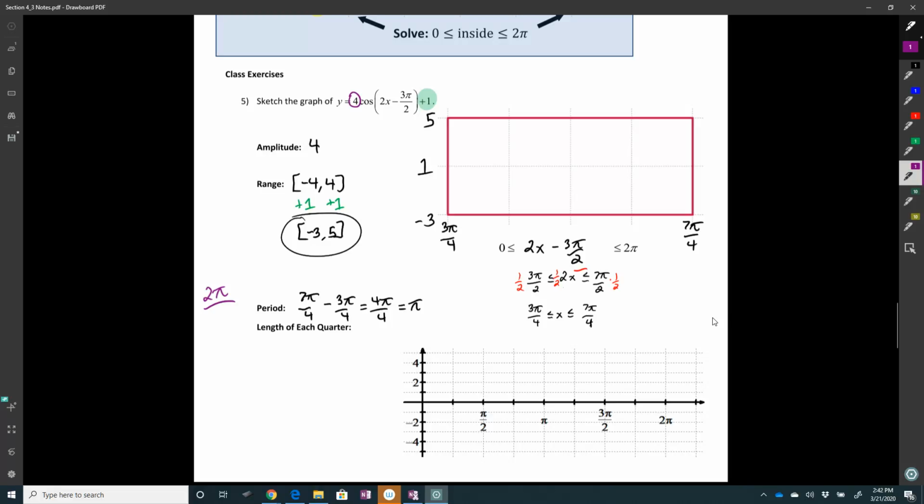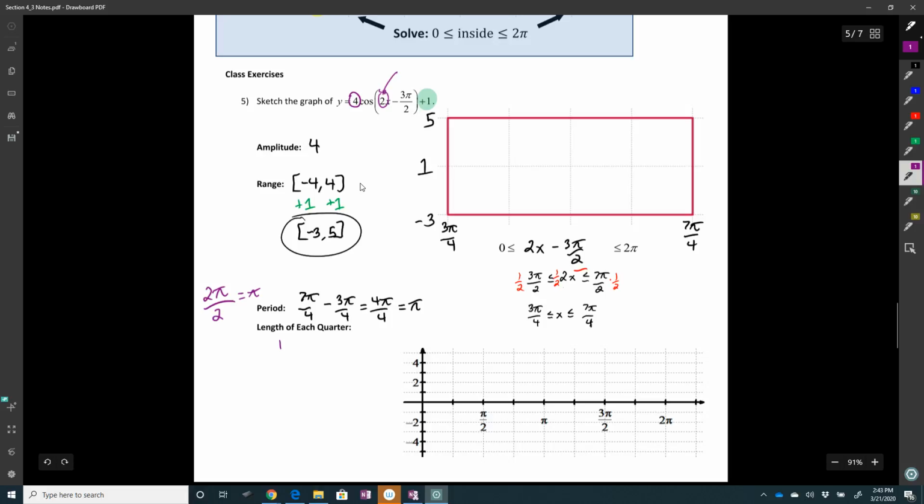But 2 pi divided by the number in front of x, so 2 pi over 2 is just pi. Those are the two different ways you can find the period. Subtract the left and right values, or you can use the formula, where the number you divide by is always the number in front of your x.